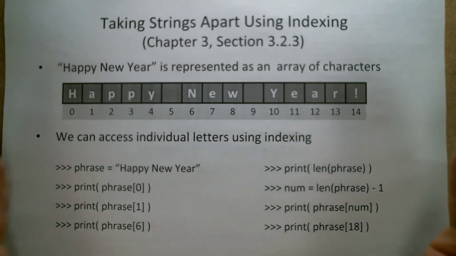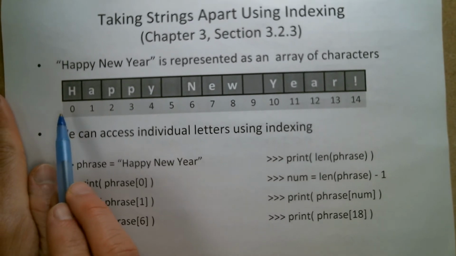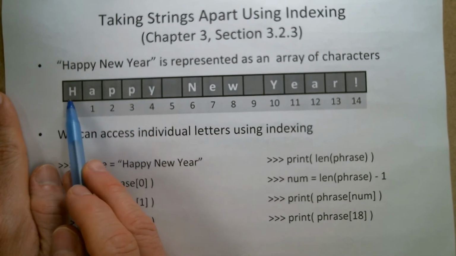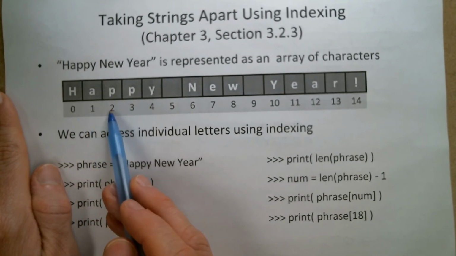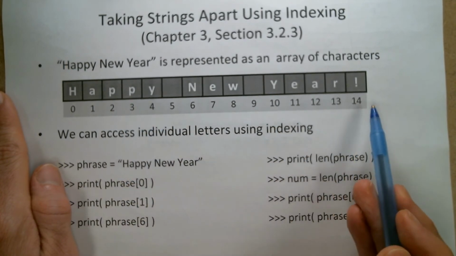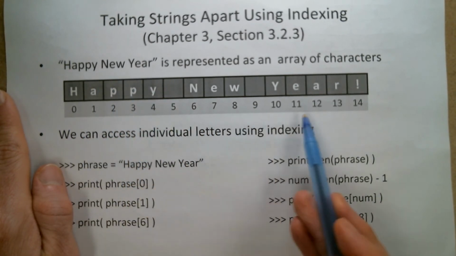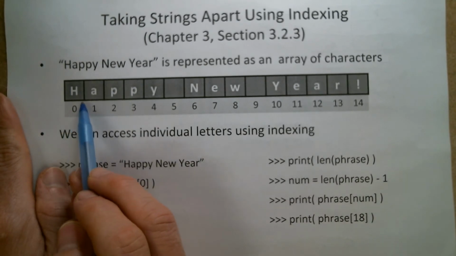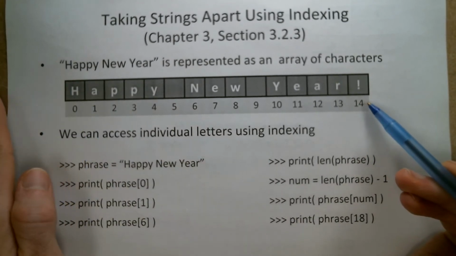A string is really just a bunch of characters stuck together, and we can identify each of those characters. The string Happy New Year is really the character capital H, which we say is in index 0 or spot 0. The letter a is in spot 1, p is 2, p is 3, and so on and so forth. Each character in the string gets an index number, which is basically its location in the string. The indexes start at 0, and they stop at the last character.